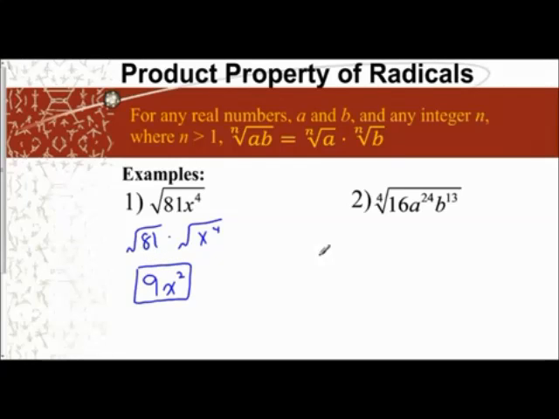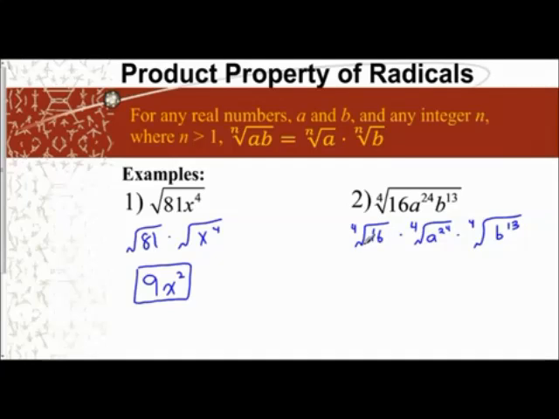So if you have the fourth root of 16 a to the 24th b to the 13th, you split it across the fourth root of 16. And for this one, I'm going to split the fourth root across each variable. So the fourth root of a to the 24th, and the fourth root of b to the 13th. So the fourth root of 16.